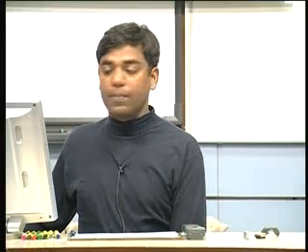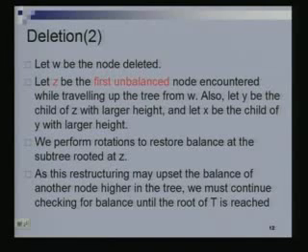Sir, in the previous slide you are saying that X is the child of Y with larger height, but Y is not imbalanced. Both the children might have the same height. If both of them have the same height, then we will say which of them should be X. We'll say that in a minute. It could happen, so this is a valid question. Both the children of Y might have the same height. So then which is X? We'll see which is X.